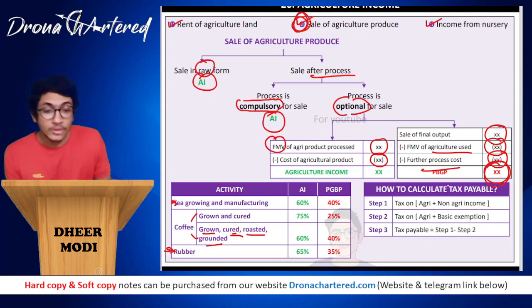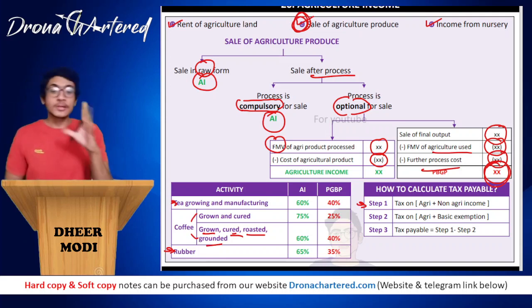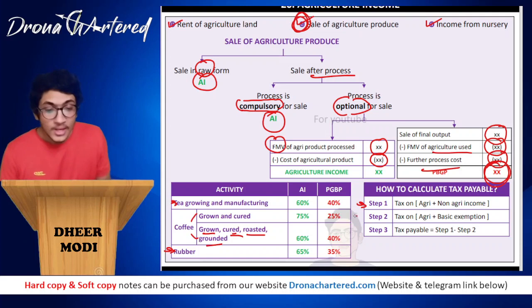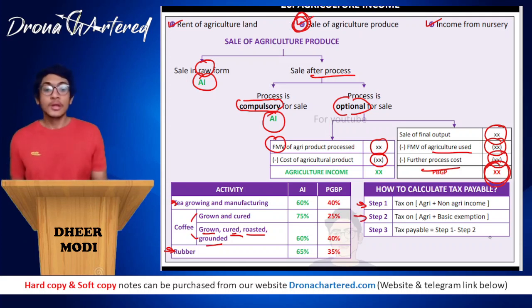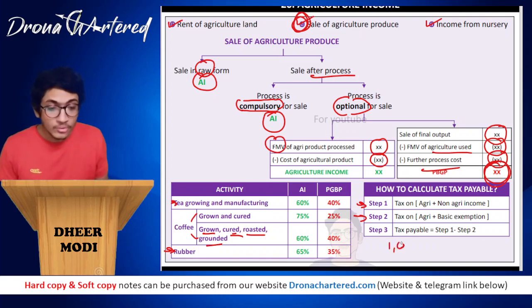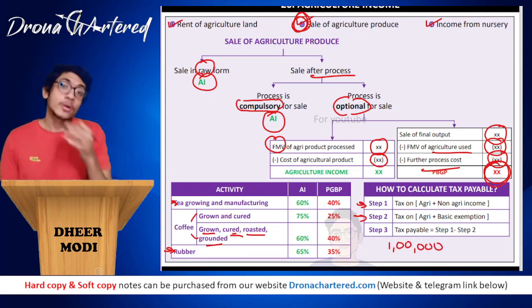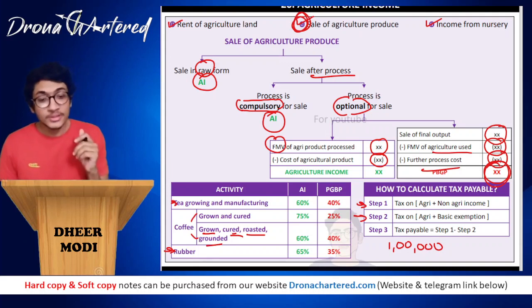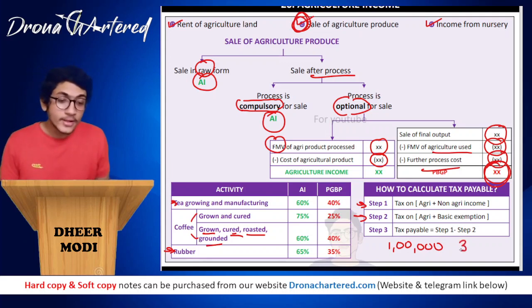Now next is how to calculate tax payable. How do you calculate tax payable? Step one: you will calculate tax on agriculture and non-agriculture income. That means on your total income, you will calculate how much tax you have to pay. Now second step, you will calculate tax on agriculture plus basic exemption. So for example, if your agriculture income was rupees 1 lakh and you are under the normal slab rate, that is your basic exemption is 2,50,000. So you will calculate how much tax would I pay on rupees 3,50,000. That is the tax you will pay. So you have already calculated this figure.